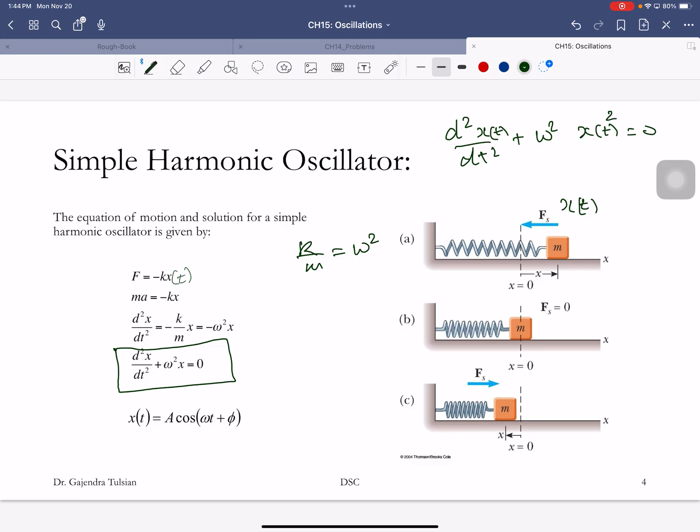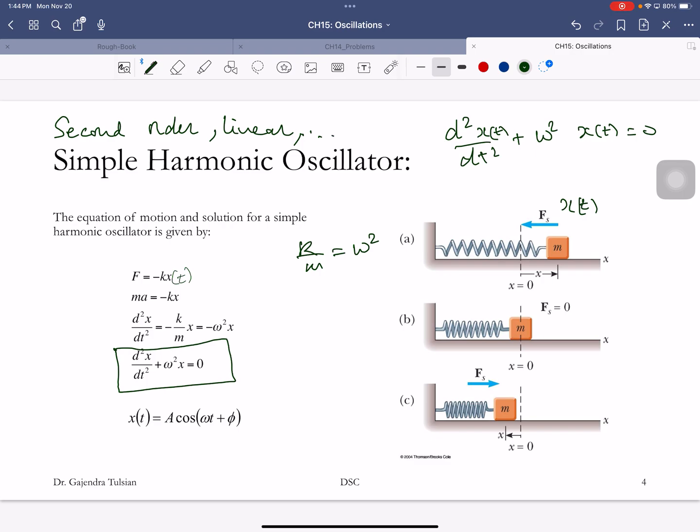If this was x squared, that's a nonlinear term. Every term here is linear, so that is linear. This would be non-linear, and that becomes very difficult to solve. So this is a second order linear differential equation. Did you guys understand that? So, second order linear differential equation.